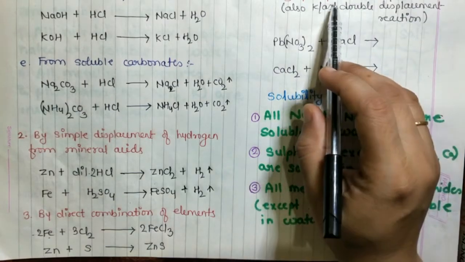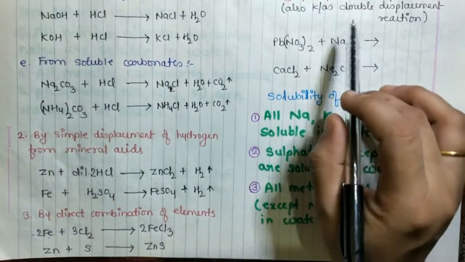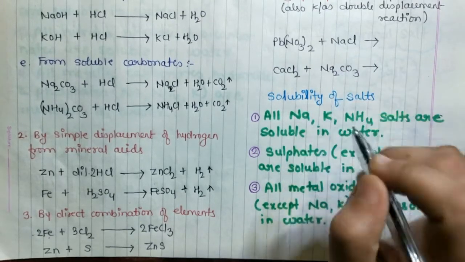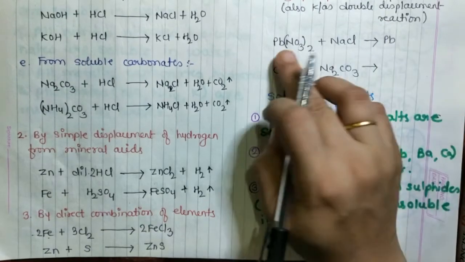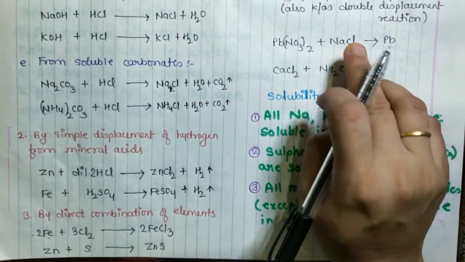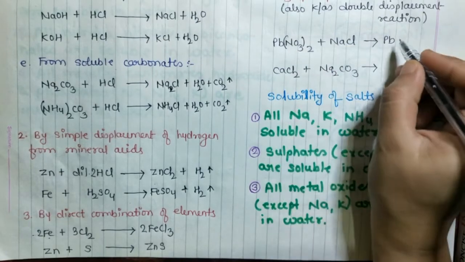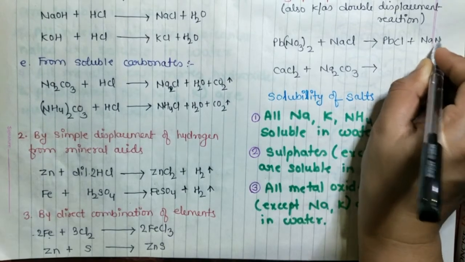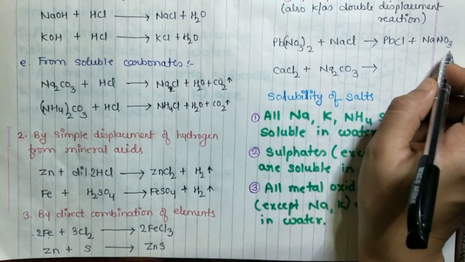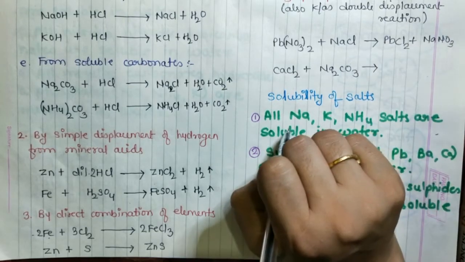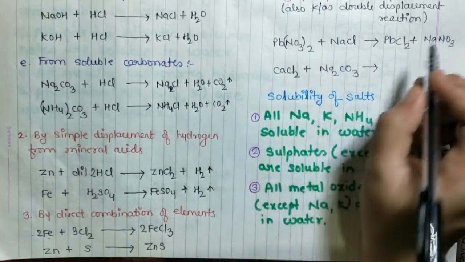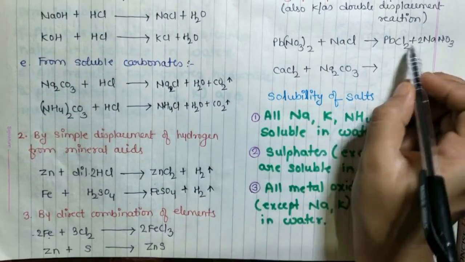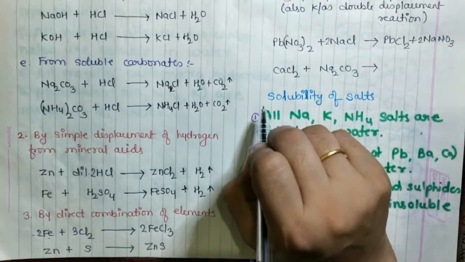Next is by precipitation reaction. This means that if the reaction takes place, there is definitely a formation of precipitate. How? Let's check. If lead nitrate is there, and it is combining with sodium chloride, then this lead will take the chloride from this Na, and this Na will take the nitrate from this lead. So it will form NaNO3 and PbCl2. We have to check whether it is balanced or not. So we'll balance it by keeping 2 here, and it will be now 2Cl. So it is already balanced now.